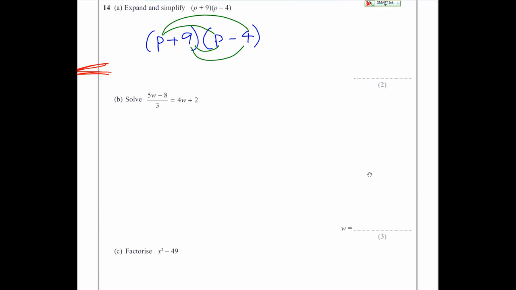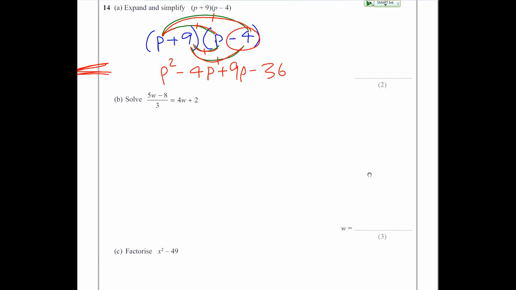Okay, so p times p is p squared. That one's done. P times 4 is 4p, but it's times minus 4, so you need a negative in front. P times 9, or 9 times p, is 9p, and it's a plus. 9 times 4 is 36, and it's a negative times a plus, so it's minus.